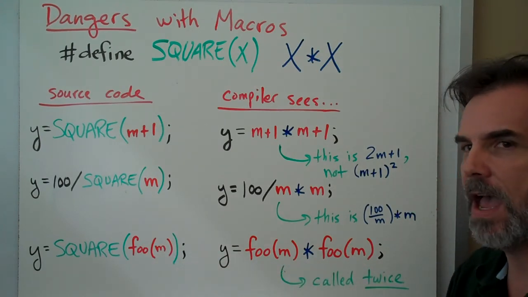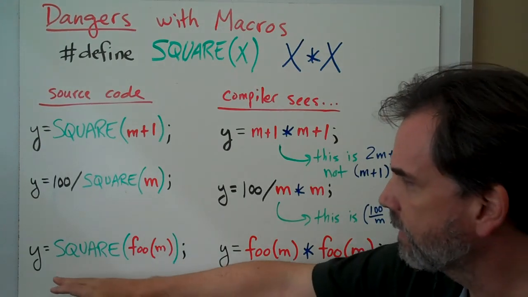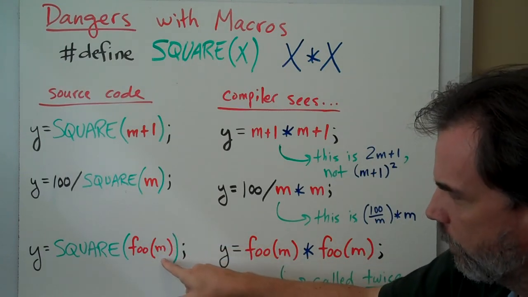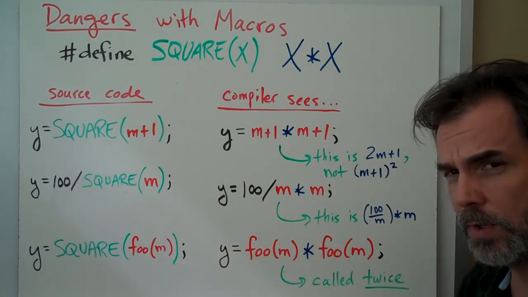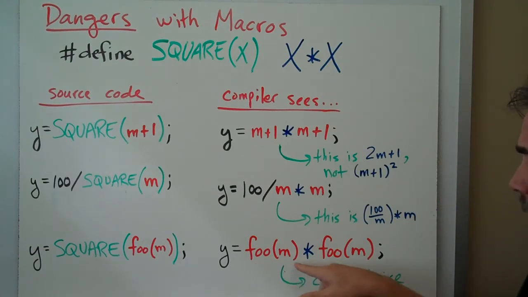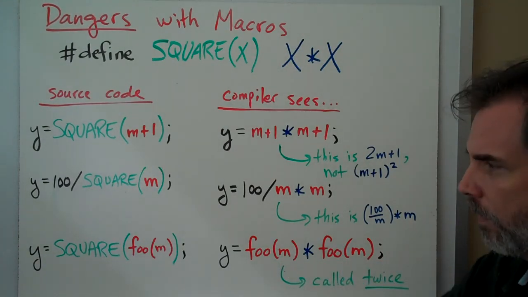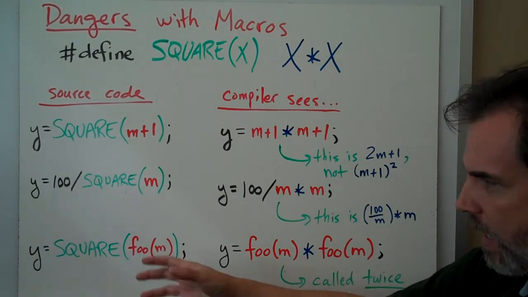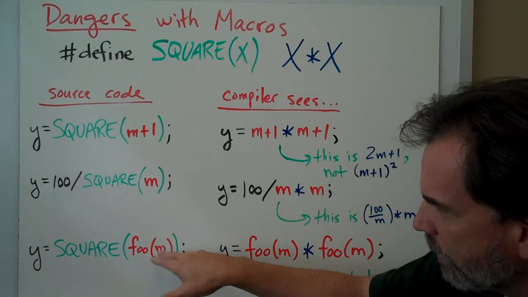Another problem or issue is that, again, this text here, we can put anything there. It doesn't get evaluated. So when I say y equals square of foo of m, it means I want to call the function foo with the value m. That's what I want to compute the square of. Well, that might be okay. It gets expanded to this, foo of m times foo of m. Well, look, foo gets called twice. We look at this code, we expect foo gets called once, and then we take that value and we square it. But that's not what we do, because we're not evaluating.